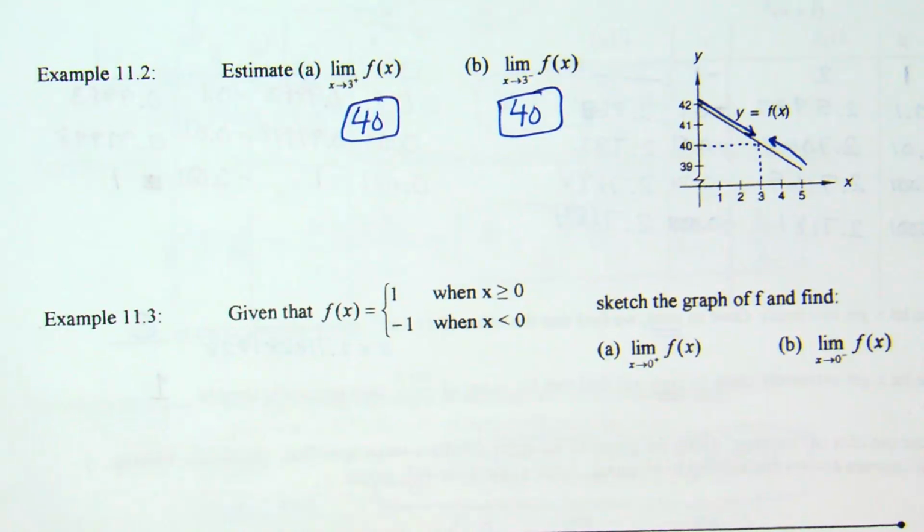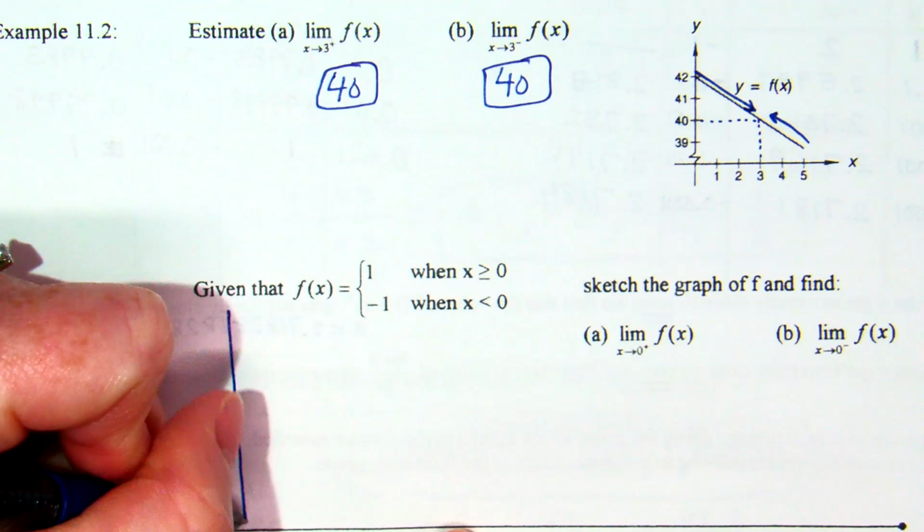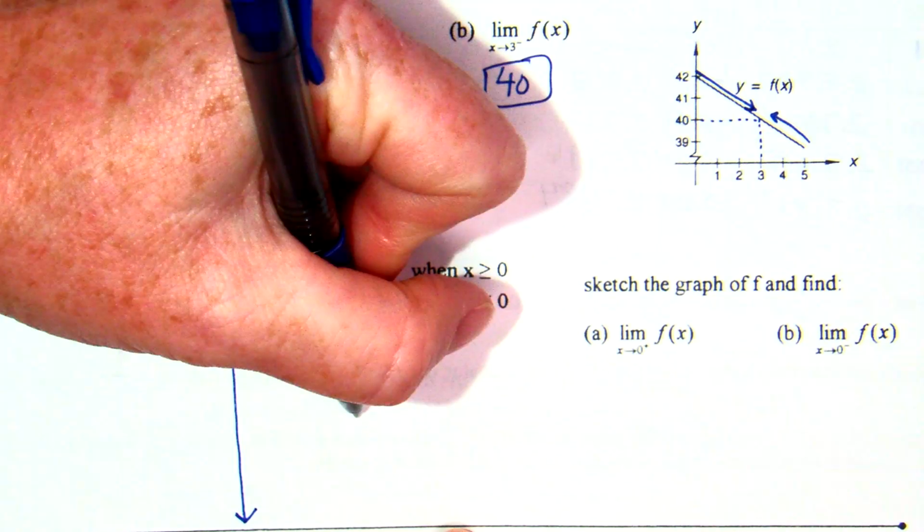Okay. Given f of x equals 1 when x is greater than or equal to 0, and negative 1 when x is less than 0, sketch the graph of f and find the following two limits. Okay. We talked last week one day about piecewise functions, right? That's what we have here. We have a piecewise function.